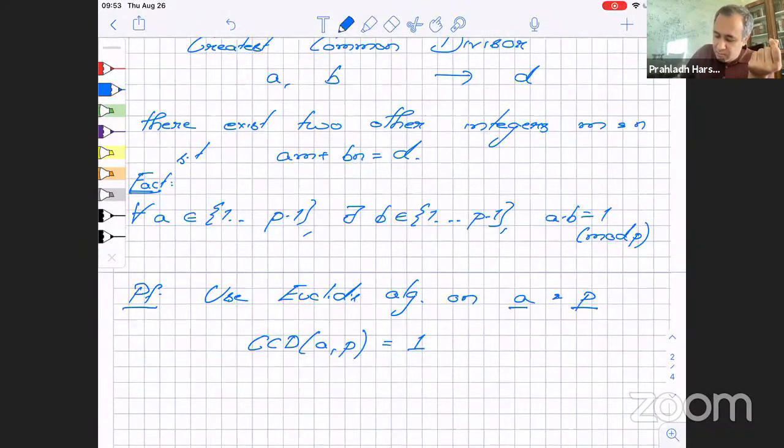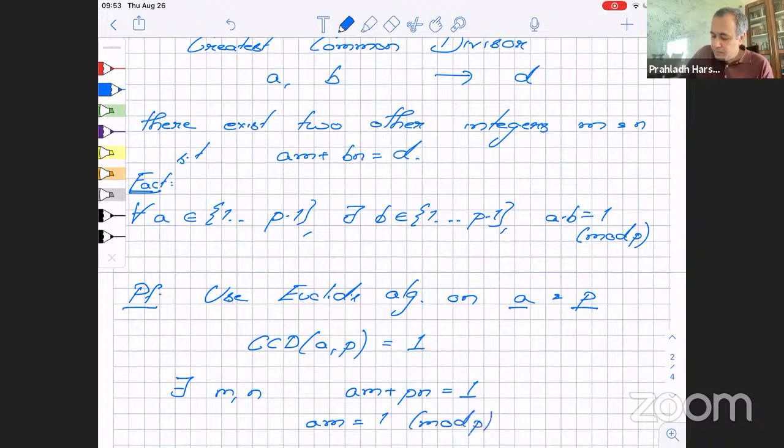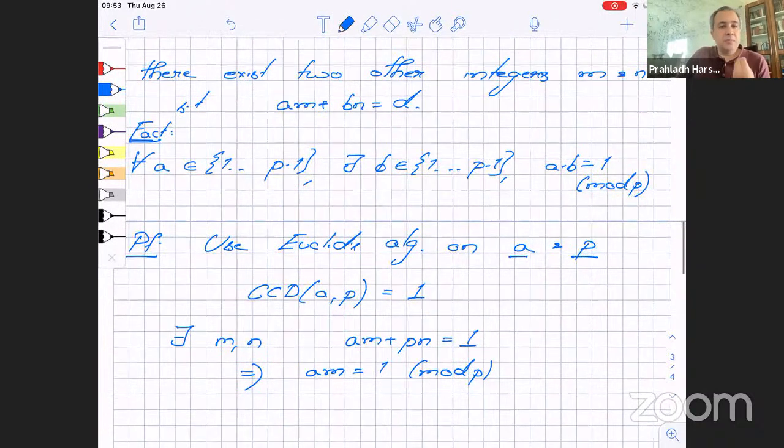So in particular, Euclid's algorithm will tell you there exist m and n such that am plus pn equals 1. But this tells you that am is equal to 1 mod p. So m is our candidate inverse. So m is the multiplicative inverse of a. Euclid's algorithm tells you how to do division. It tells you how to find inverses.